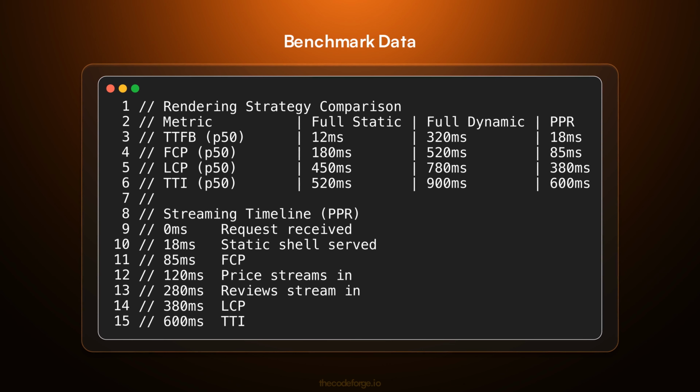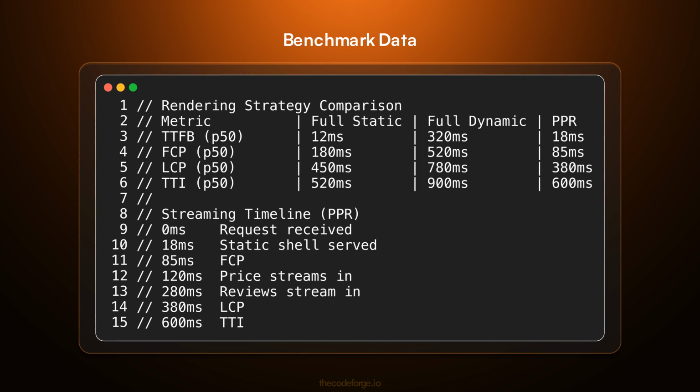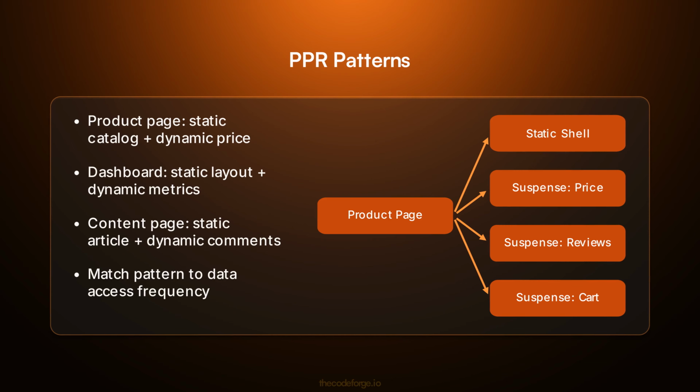This table compares rendering strategies. PPR's TTFB is nearly as fast as full static, while LCP and TTI are close to dynamic. The streaming timeline shows progressive rendering. 3 common patterns.